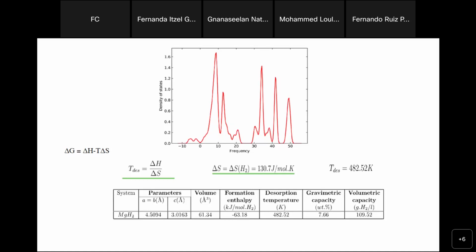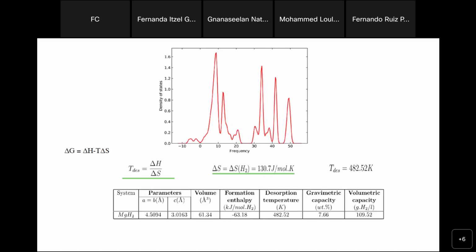So this temperature is obtained as a ratio of the formation enthalpy and the variation of the entropy of the system. Such entropy variation of the system is equal to the entropy variation of hydrogen, since the entropy variation of the host is negligible. So we obtain the decomposition temperature that is a very high temperature compared to the room temperature.